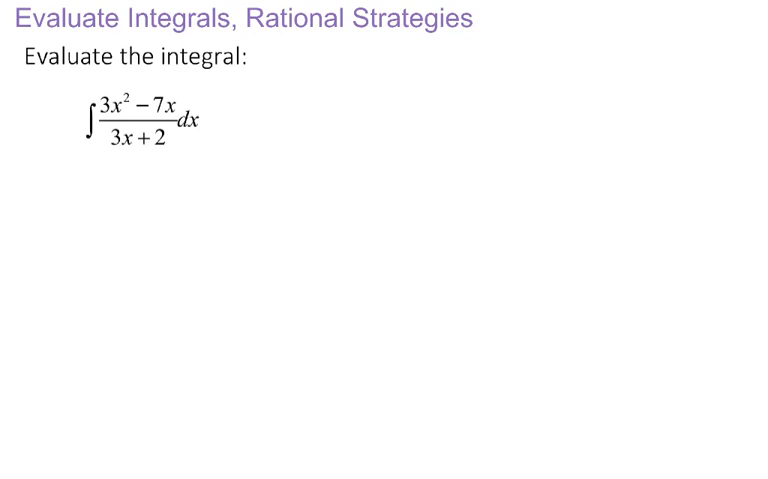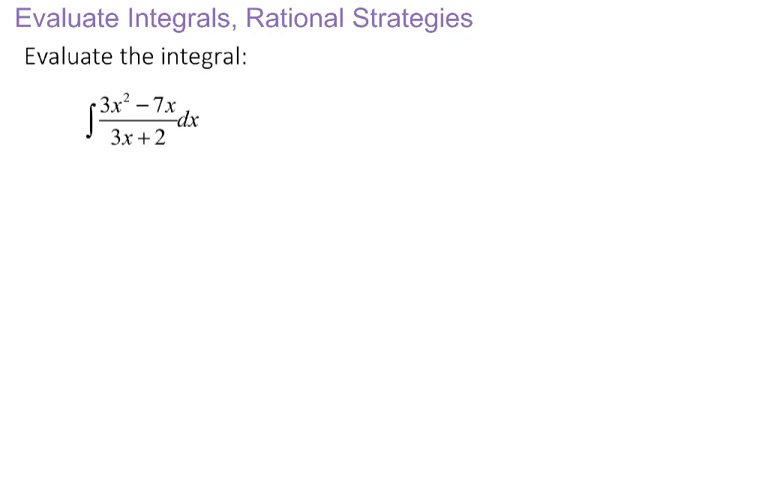And one thing we'll notice about this rational integrand is that it's an improper fraction, meaning the numerator is a larger power than the denominator. So a strategy we use when we're dealing with improper fractions is to divide that, simplify it a little bit.